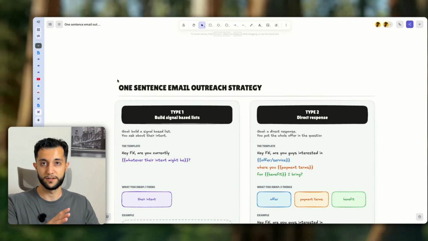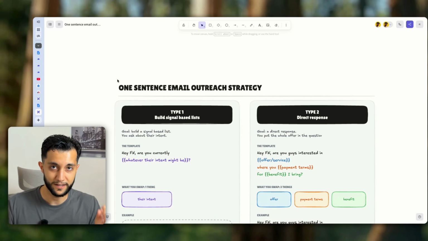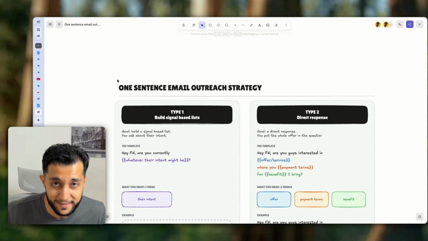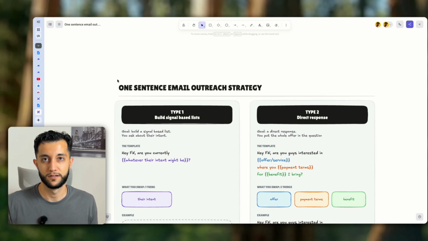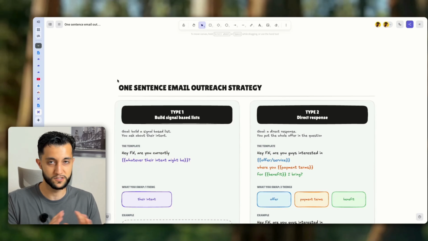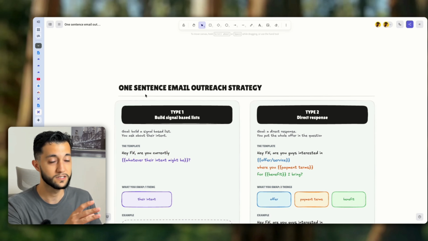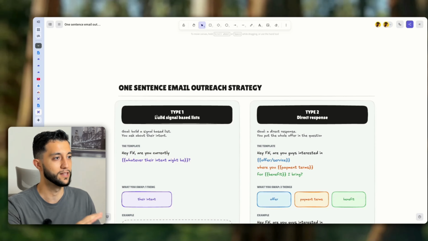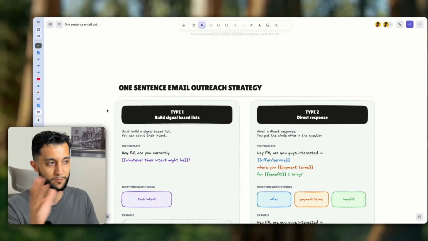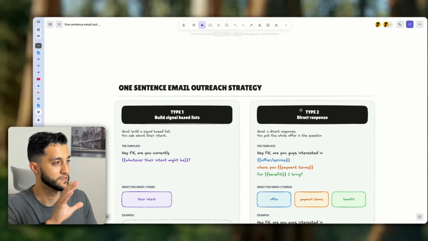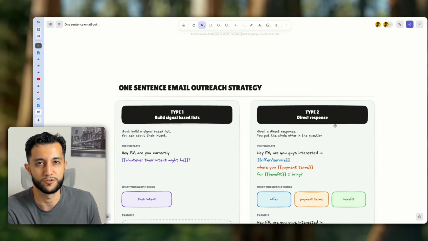And the cool thing about that is buying signal data from these data providers is super expensive and not accurate. It's literally inaccurate and expensive. It's the worst of both worlds. It's terrible, right? With this, it's super cheap and super accurate. So that's pretty cool. I like this type a lot. It helped me a lot. It's quite nice. The second type of one-sentence email is just direct response.